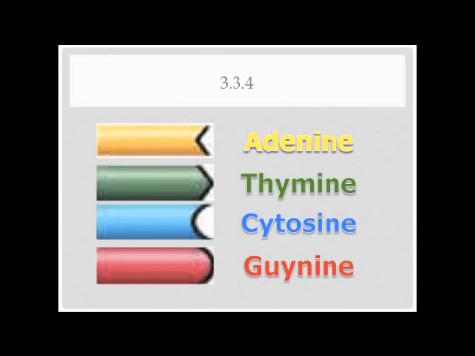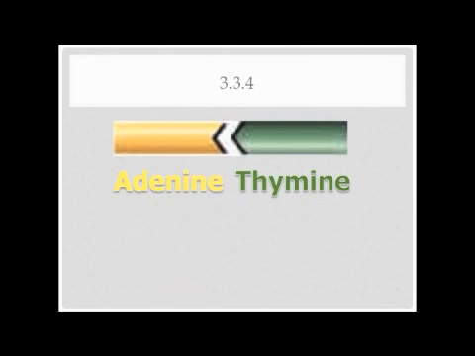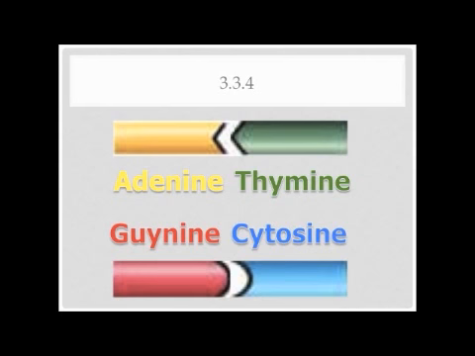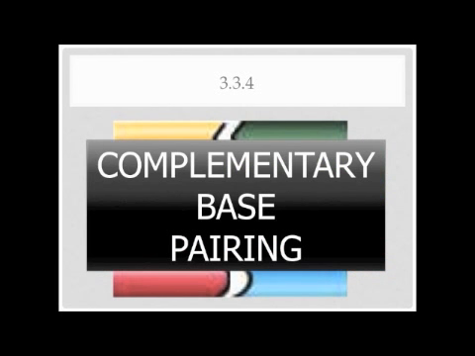Here are our bases again. They do something called complementary base pairing. Look at adenine and thymine. They match. And so do guanine and cytosine. This is called complementary base pairing, as each base can pair up with only one specific other base.